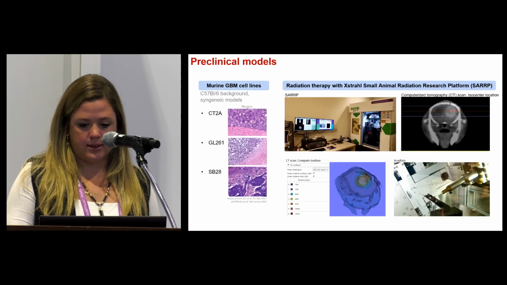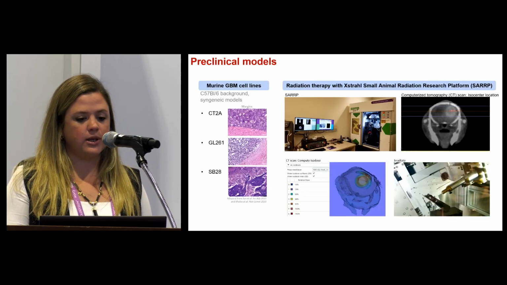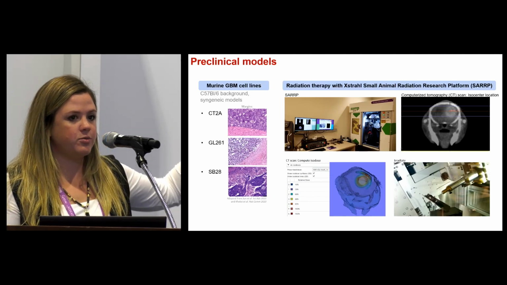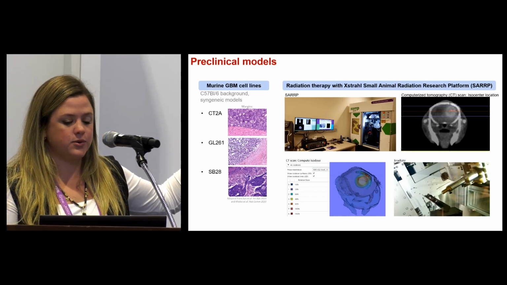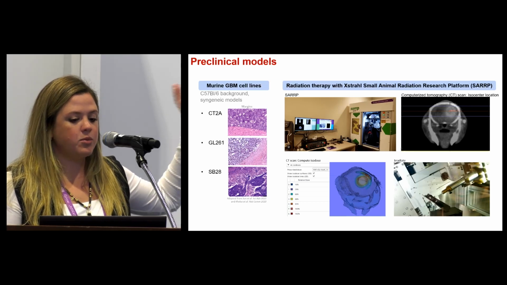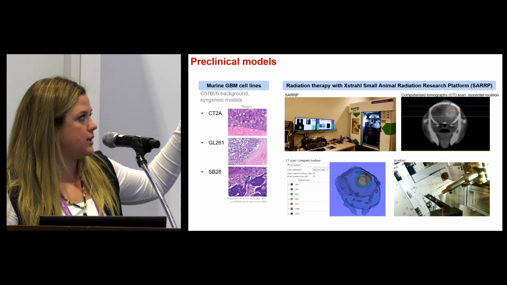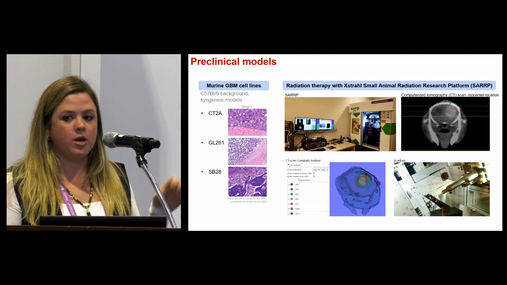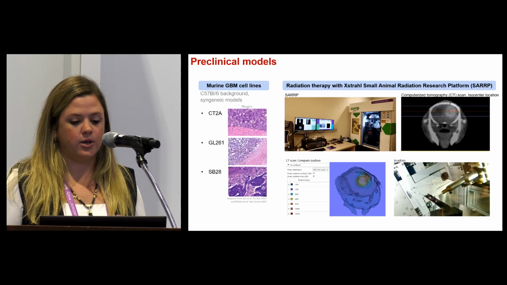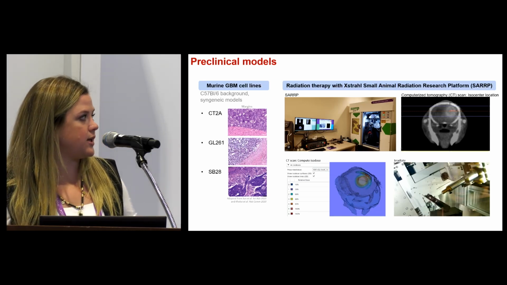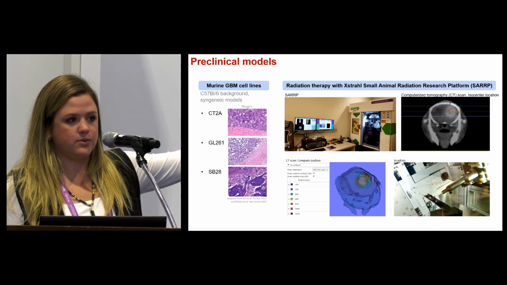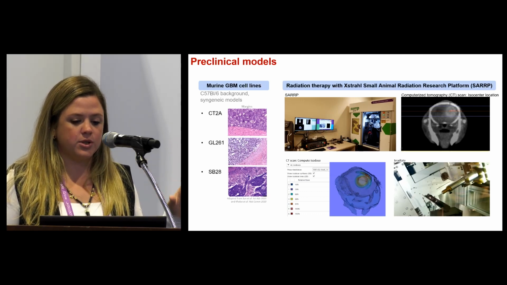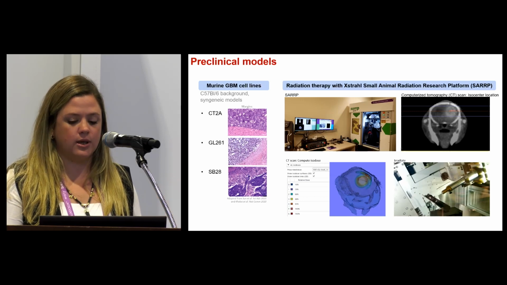So to answer this question, we use preclinical glioblastoma models. We have these three models of glioblastoma: CT2A, GL261, and SB28. Most of the results that I'm going to show you today are in CT2A and GL261. These three models recapitulate the features of human glioblastoma, but I want to show you that SB28, the last one in the H&E sections, is more infiltrative. So it's a bit different compared to the other two, but the three of them are still good models to study the disease.